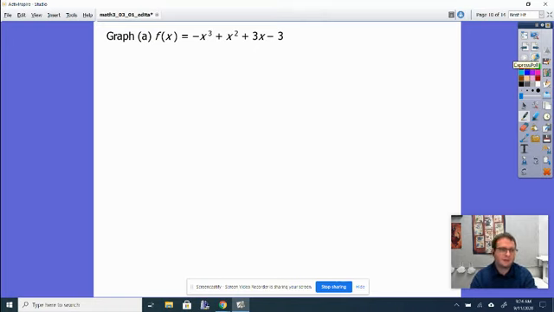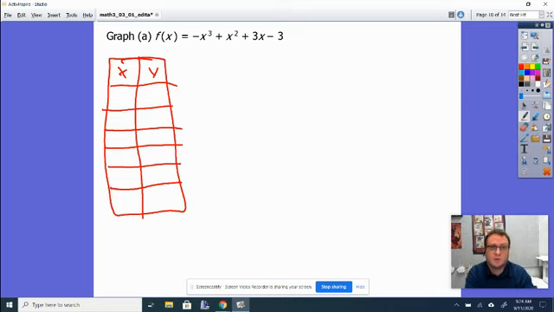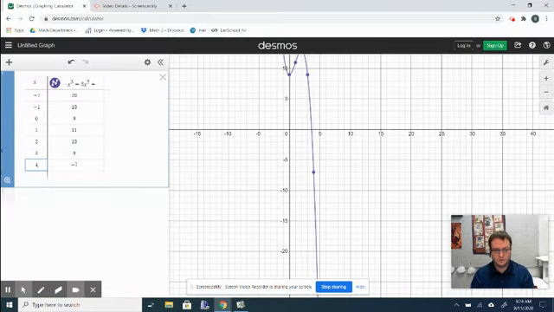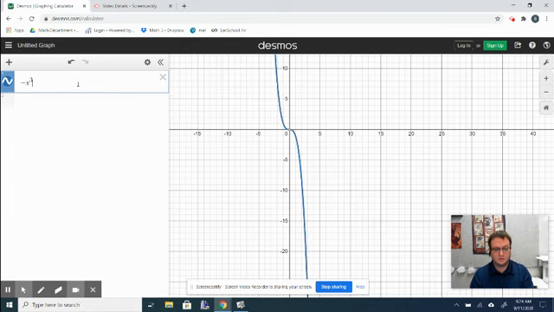Now, what we're going to be doing today for graphing. Anytime I ask you to graph today, just go ahead and pull open Desmos, let it do the work for you. Now, when we graph, we're going to create a table of values, x and y. I'm not going to put numbers here yet because I need to see what that graph looks like first and figure out what numbers I should use. So I'm going to graph this: negative x to the third plus x squared plus 3x minus 3.